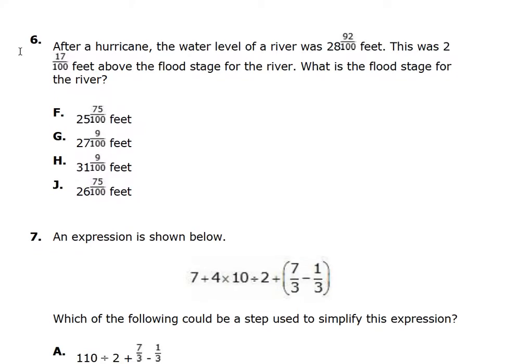Question 6. After a hurricane, the water level of a river was 28 92 feet. This was 2 17 feet above the flood stage for the river. What is the flood stage for the river? F, 25 75 feet. G, 27 900 feet. H, 31 and 900ths feet. J, 26 and 7500ths feet.